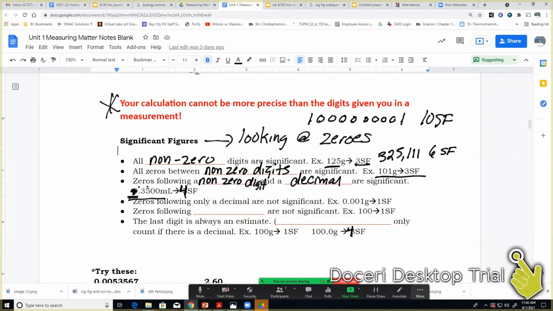Zeros following only a decimal are not considered significant. So that would be something like this. It's usually with a very small number. These are my zeros. None of those zeros follow a decimal and a non-zero number. So all of those are considered placeholders and you only have one significant figure.